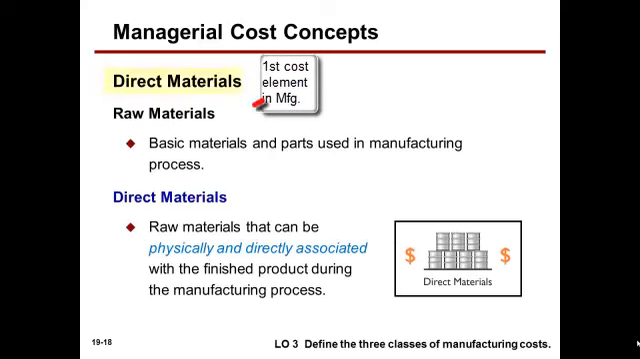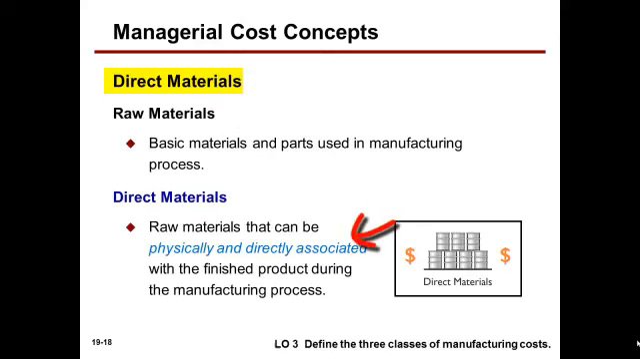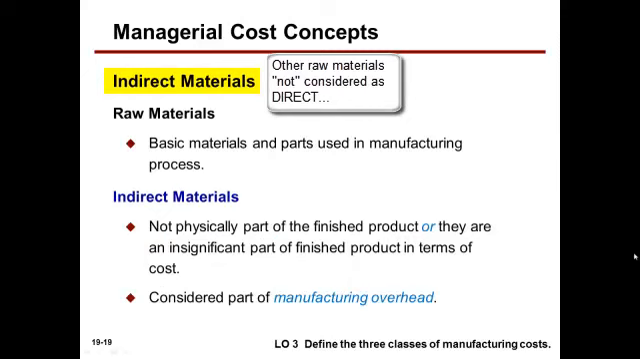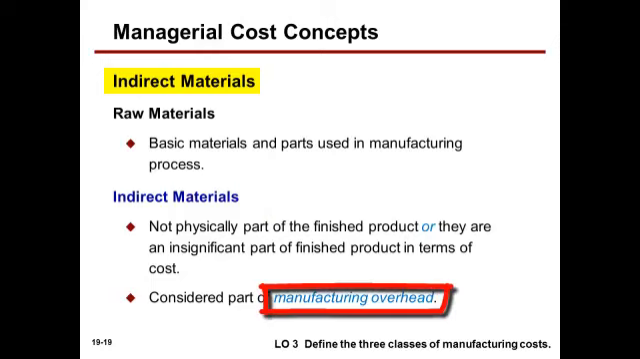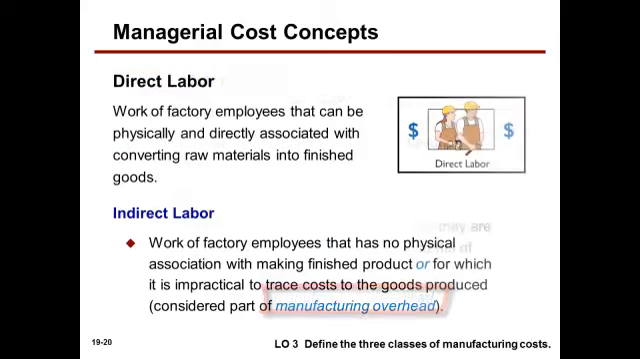Let's first discuss direct materials. They are raw materials that are used in the manufacturing process. Specifically, they are materials that can be physically and directly associated with the finished product during the manufacturing process. Indirect materials are also raw materials that are used in the manufacturing process. However, indirect materials are not physically part of the finished product, or they are an insignificant part of the finished product in terms of cost. Indirect materials are considered part of manufacturing overhead.